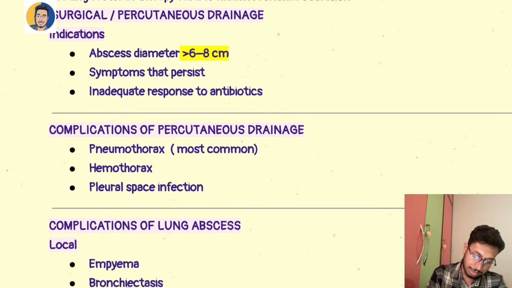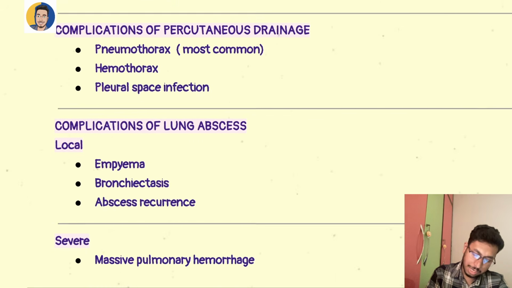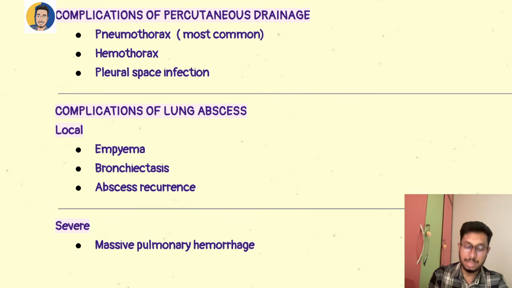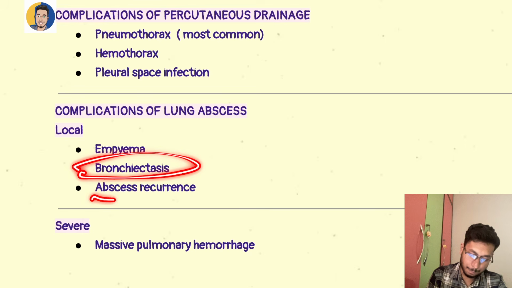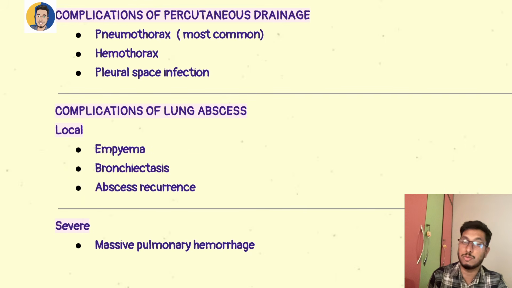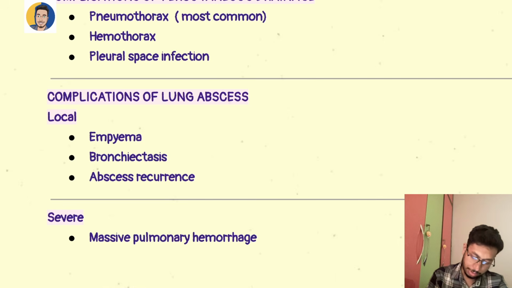So what are the complications of percutaneous drainage? Complications of percutaneous drainage involve pneumothorax, hemothorax, or pleural space infection. Complications of lung abscess per se can be formation of an abscess cavity with a connecting duct, known as empyema. It can lead to long-standing lung damage known as bronchiectasis, or the abscess can recur in future too because these are very hard to treat because no drug can penetrate lung tissue very well. Okay, when there is a cavity along with it.